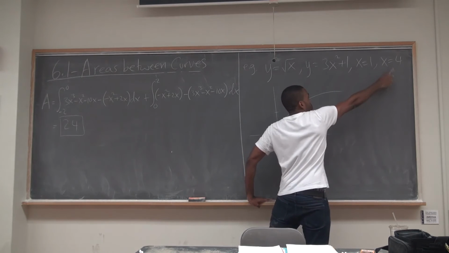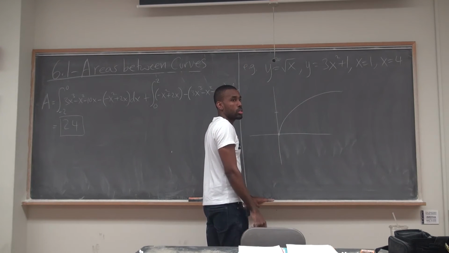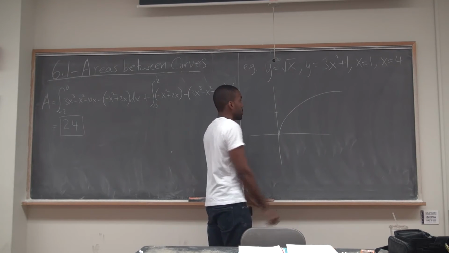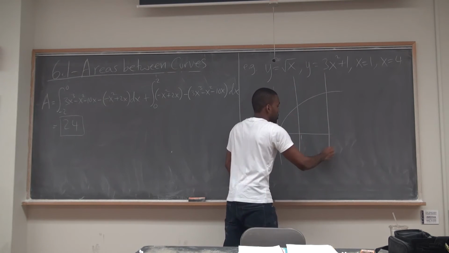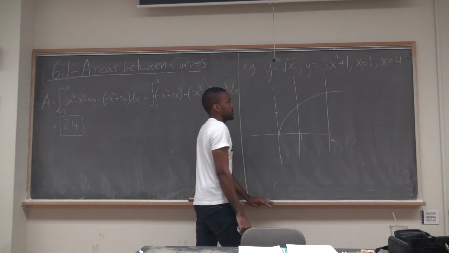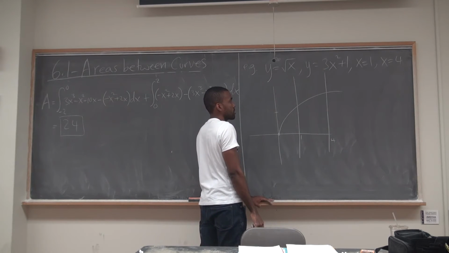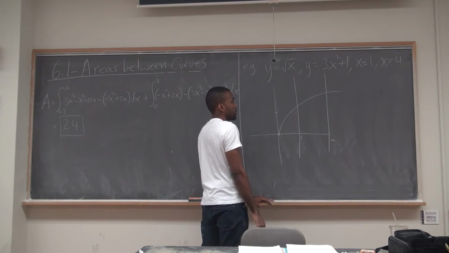What about x equals 1 and 4? They're literally just straight lines. Vertical straight lines. So there's gonna be one line going through here at 1, another line going through there at 4. It's gonna intersect it, definitely.